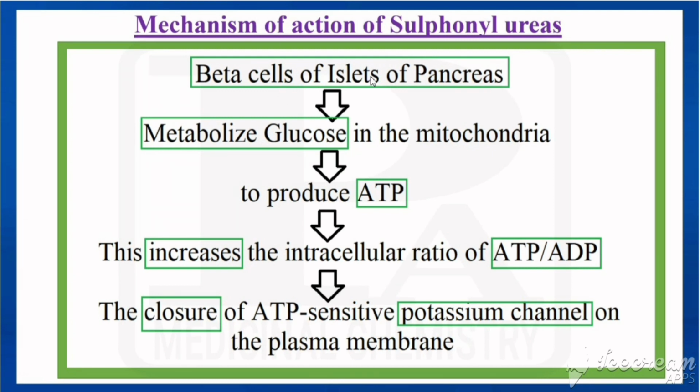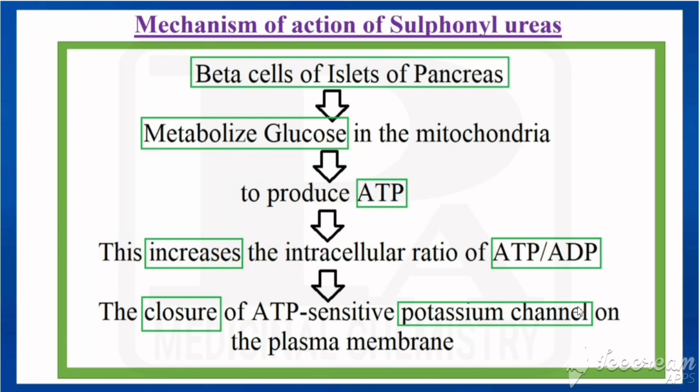The beta cells of islets of Langerhans metabolize glucose that is present in the mitochondria, and on metabolism it will produce ATP. So the ATP would be increased. This increases the intracellular ratio of ATP to ADP, and that causes the closure of potassium channels.